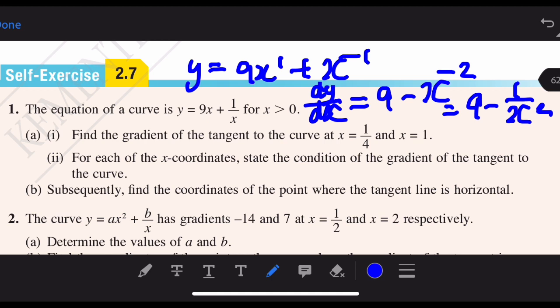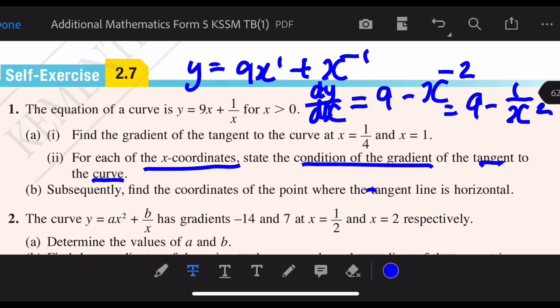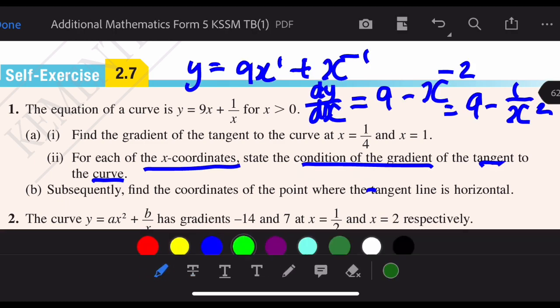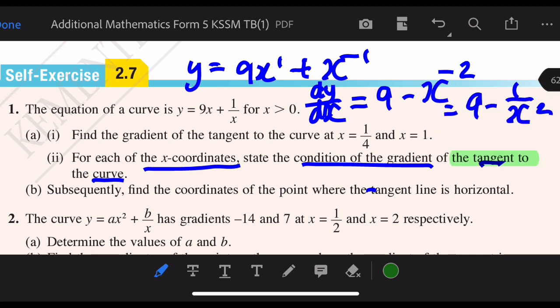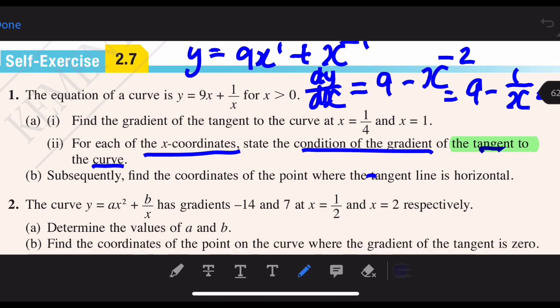It's very easy, right? And then for each of the x coordinates, state the condition of the gradient of the tangent to the curve. That means you have to write whether it is positive or negative, or whether it is horizontal. So when you substitute, you will find the value and state whether it is positive, negative or equal to zero. Subsequently, find the coordinate point where the tangent line is horizontal. The tangent line is horizontal means it is a turning point. For this question, it's quite simple, I think everyone can do it.